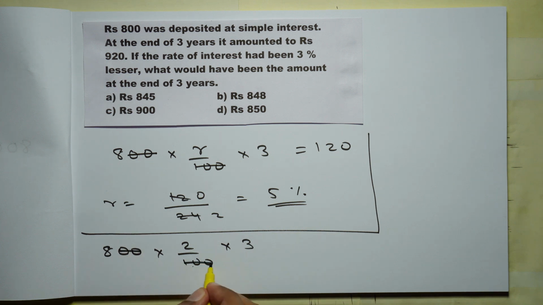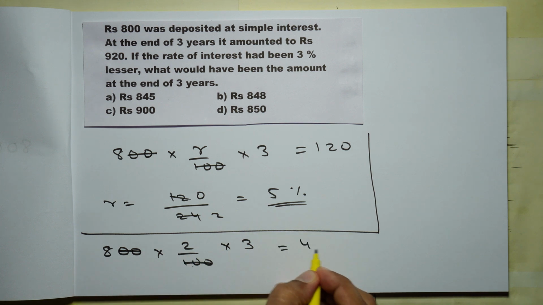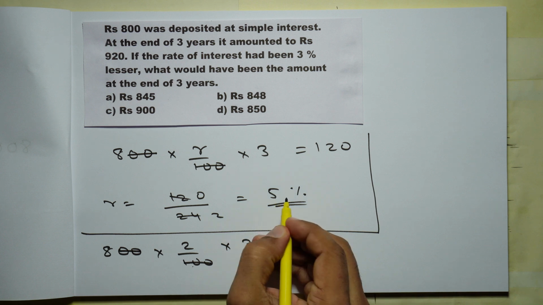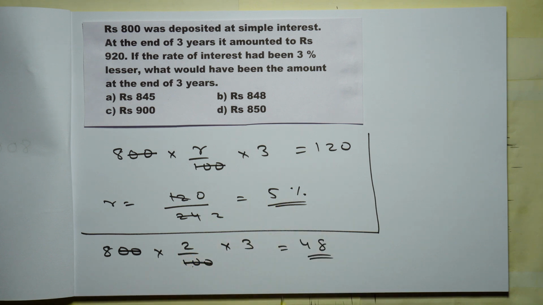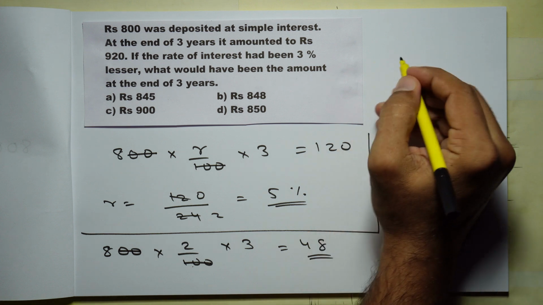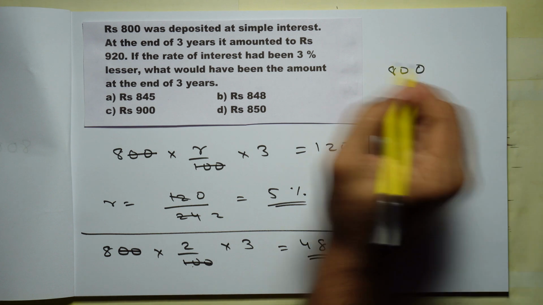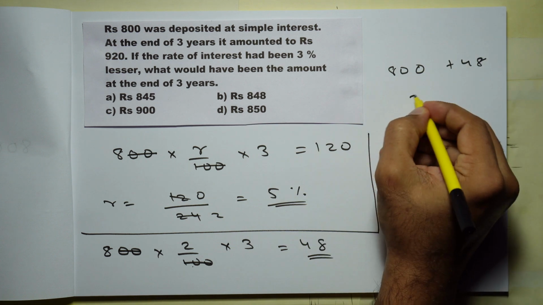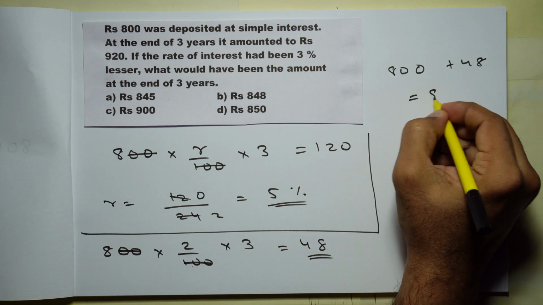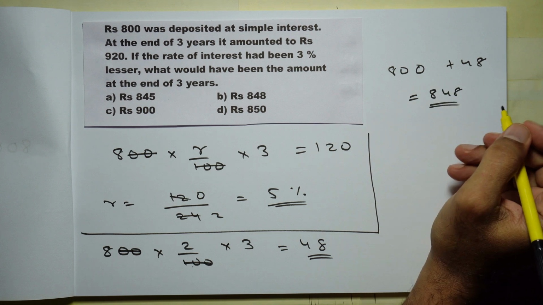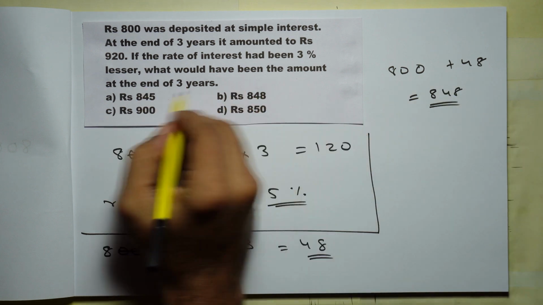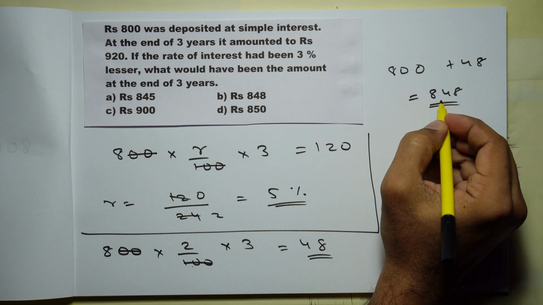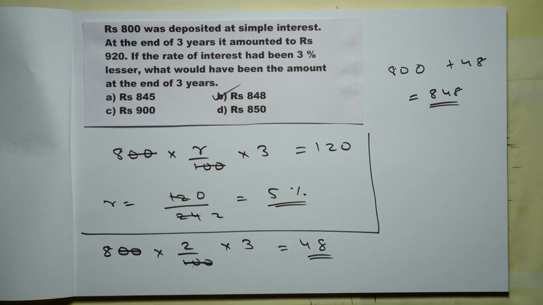I'll cancel out the zeros. So 2 into 3 gives you 6. 6 into 8 gives you 48. So instead of 5%, if it is 2%, the interest that you will be getting will be rupees 48. So the sum that was deposited is 800 and the interest will be 48. So at the end of 3 years, the amount will become 848. So what would have been the amount at the end of 3 years? 848, option B.